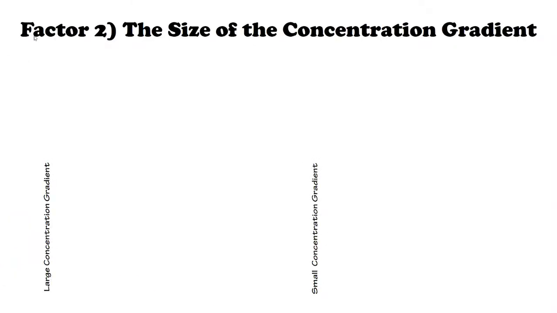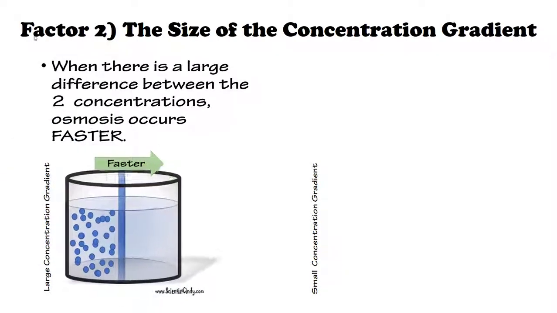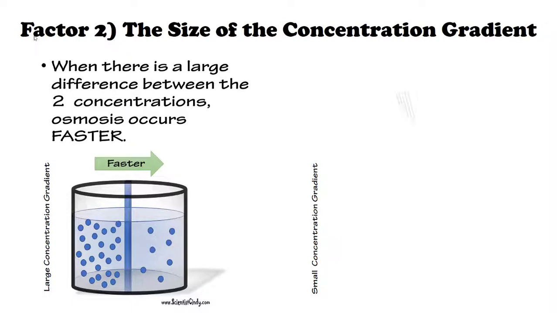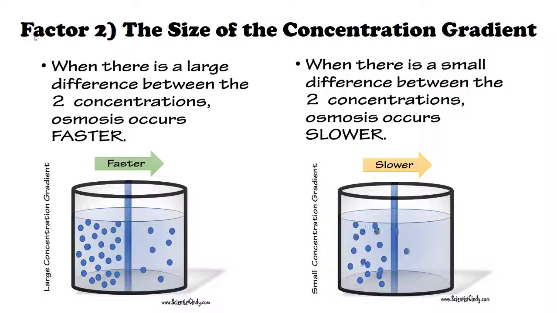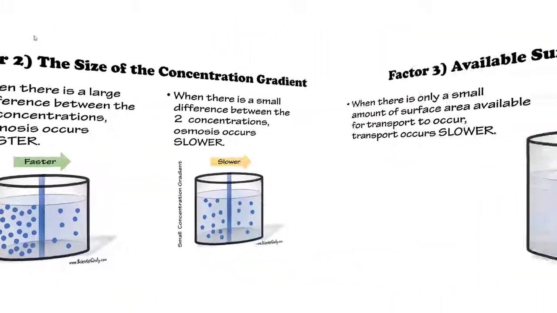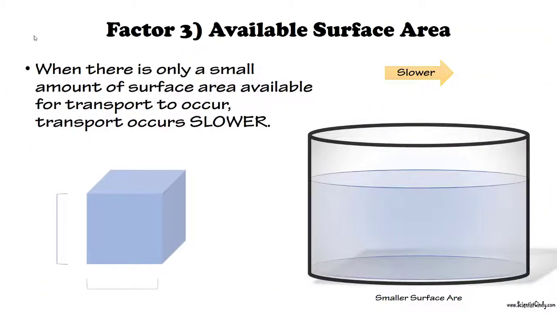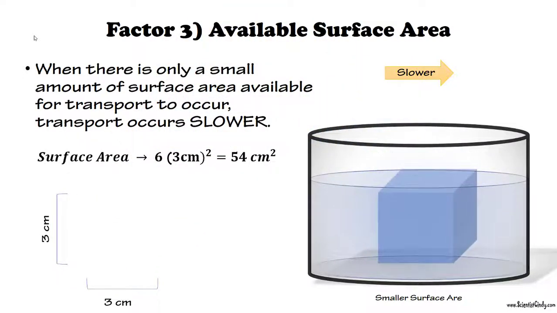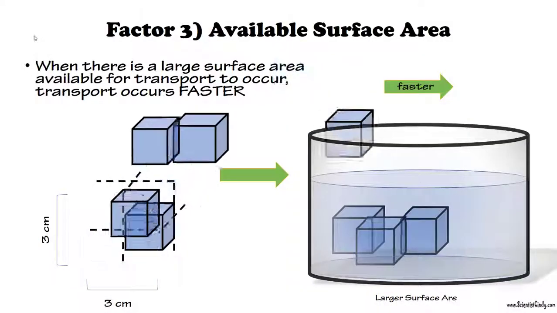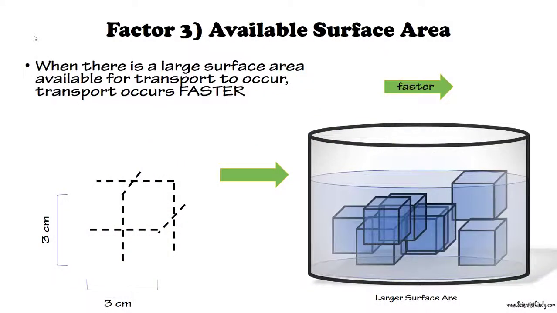Factor 2, the size of the concentration gradient. When there is a large difference between the two concentrations, osmosis occurs faster. When there is a small difference between the two concentrations, osmosis will occur slower. Factor number 3, available surface area. When there is only a small amount of surface area available for transport to occur, transport will occur more slowly. When there is a large surface area available for transport to occur, transport occurs faster.